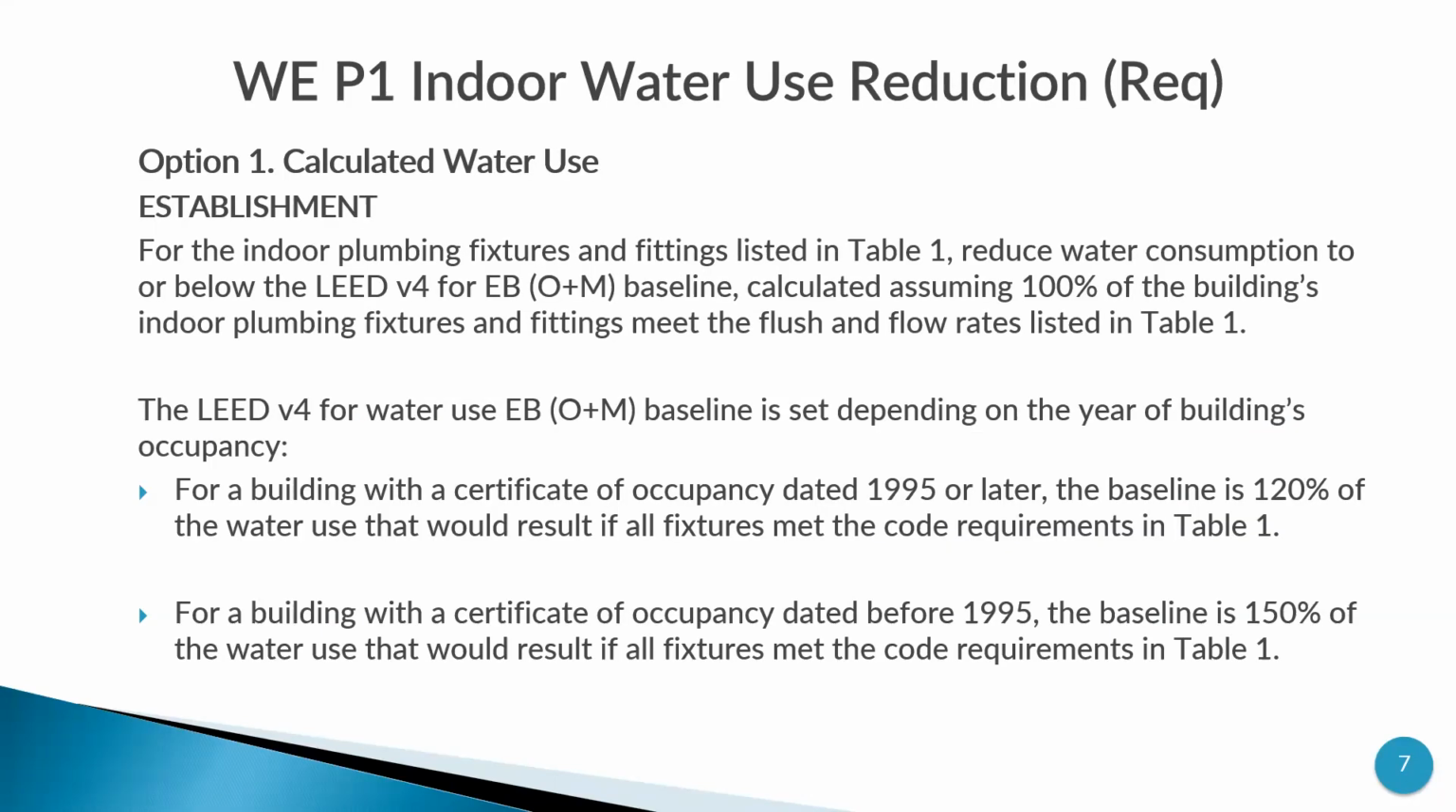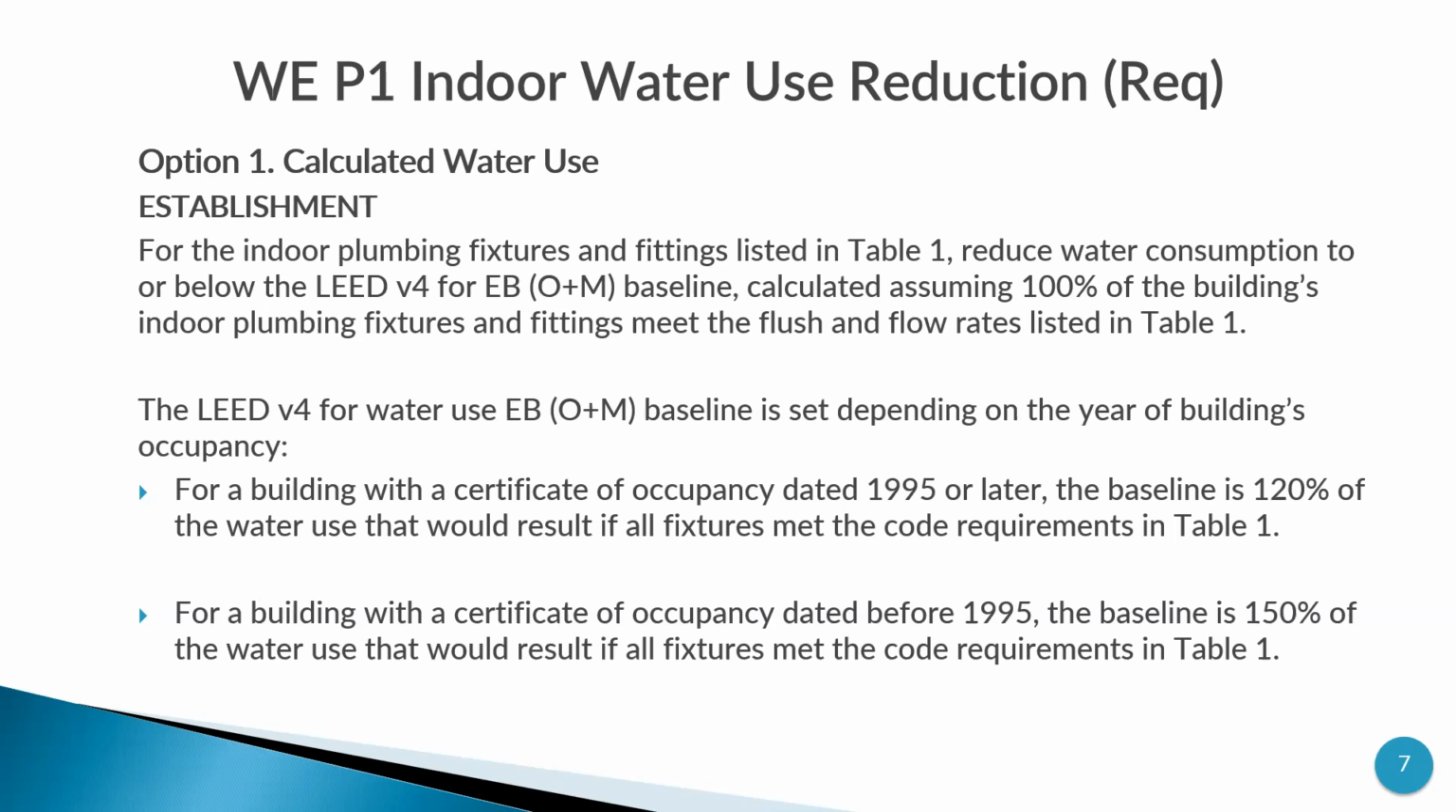So coming to the first prerequisite, indoor water use reduction, which is a mandatory requirement. Under this, option 1, calculated water use. When we look at the establishment period, for the indoor plumbing fixtures and fittings listed under table 1, we'll see what that is. Reduce water consumption 2 or below, LEED v4 EBOM. EBOM means existing building operation and maintenance.